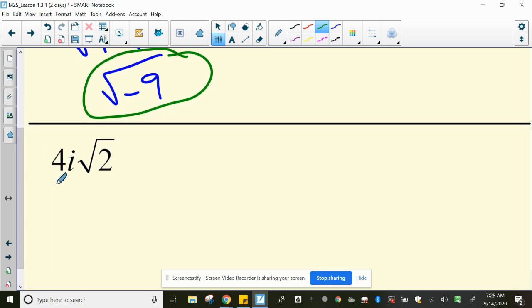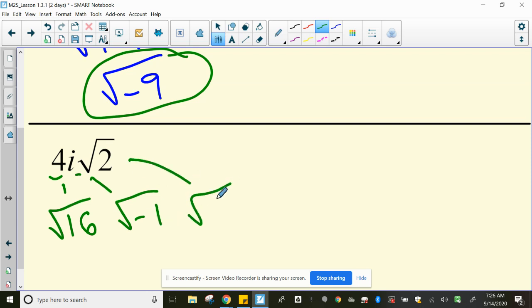One more. So now we have a number in front and a radical. This root 2 is already a radical, so really our job is to rewrite the 4 and the i as radicals and then put them all together. So 4, we could rewrite that as square root of 16. i, we could rewrite that as square root of -1. And then root 2 is still root 2.